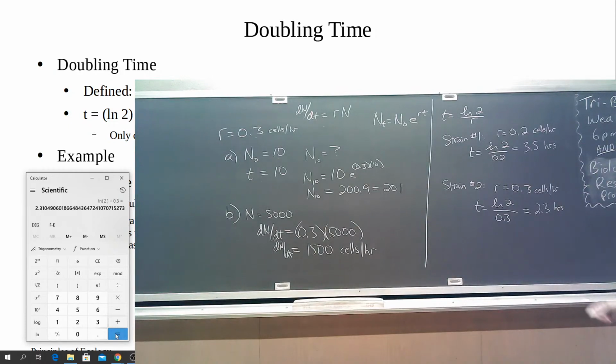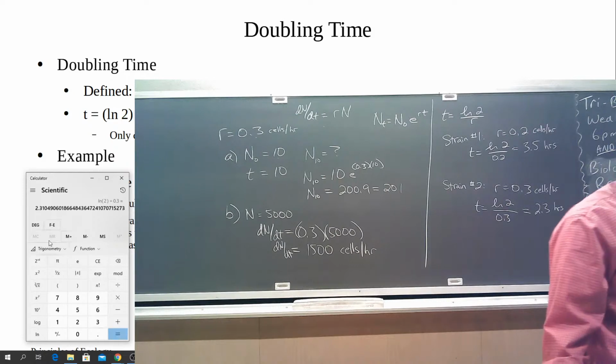All right, so strain 2 has the shorter doubling time. Does that make sense? Yeah, it should. It has the larger R, a higher reproductive potential. It's going to replicate faster than this one, which means it takes a shorter amount of time to double its population size.